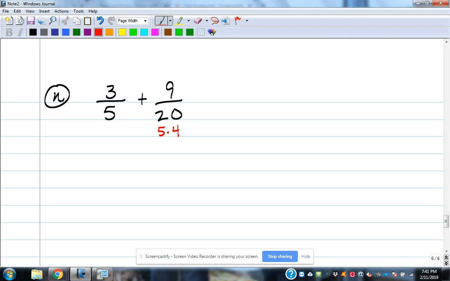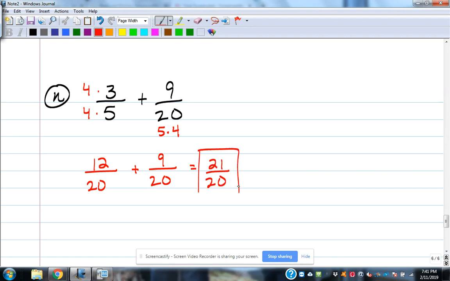If I do something to the bottom of the fraction, what do I have to do? Do the same thing to the top. So I've got to multiply the bottom by 4 and the top by 4. So that turns it into 12/20 plus 9/20, which ends up being 21/20. So common denominators are going to be the name of the game. And that's just going to take some experience of dealing with it.